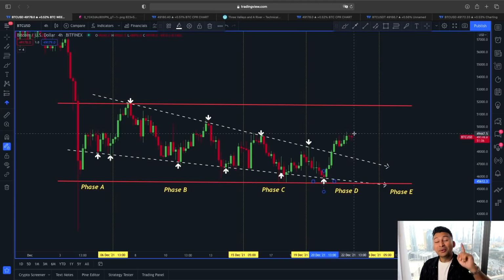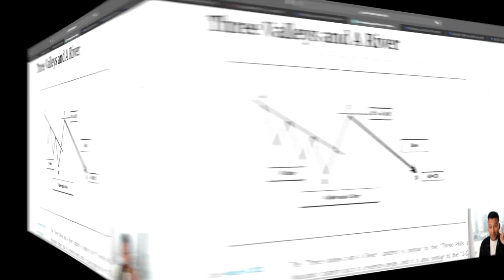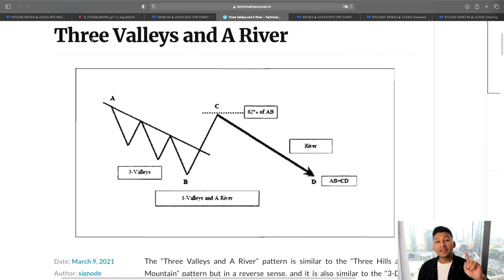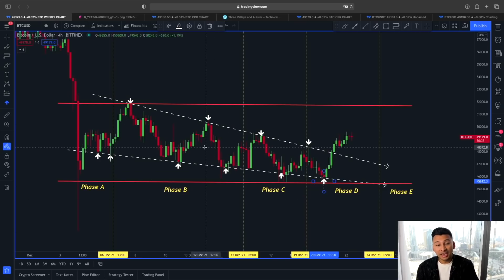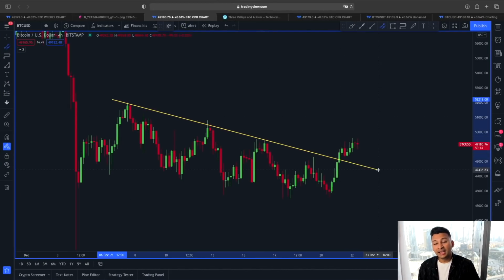But before this bullish scenario plays out, we have to invalidate this one price movement, which is known as three valley and a river, because according to the three valley, before we see an actual breakout type of scenario, the price must invalidate this 62% of A to B, and that is also the 0.618 Fibonacci line. And now if we look at this exact scenario and implement that in this price action, then you can see here, guys, this three valley and a river type of scenario could be unfolding.